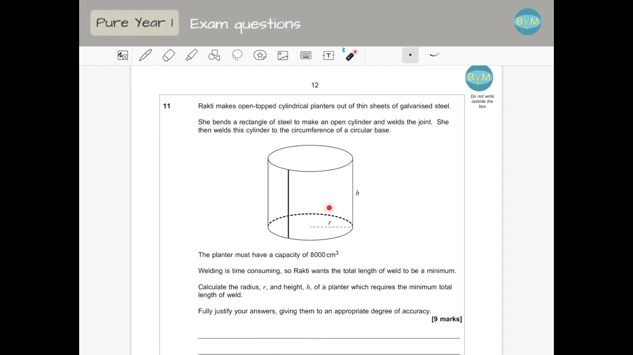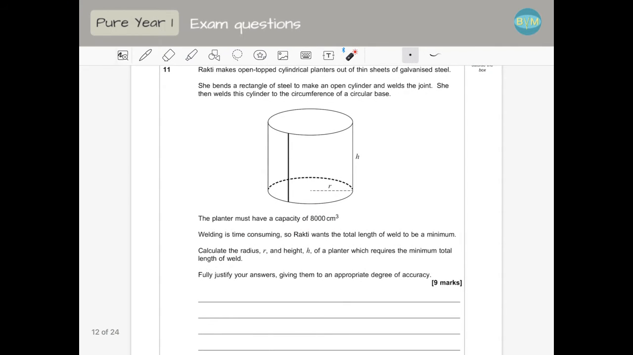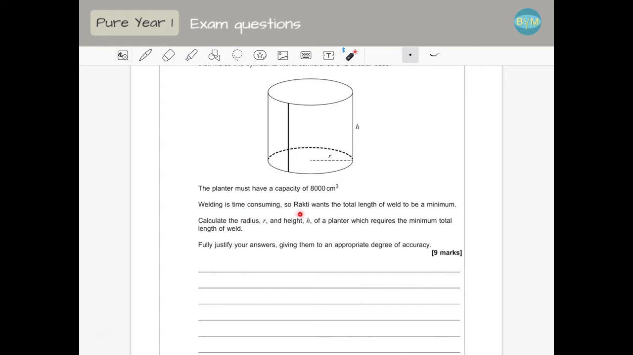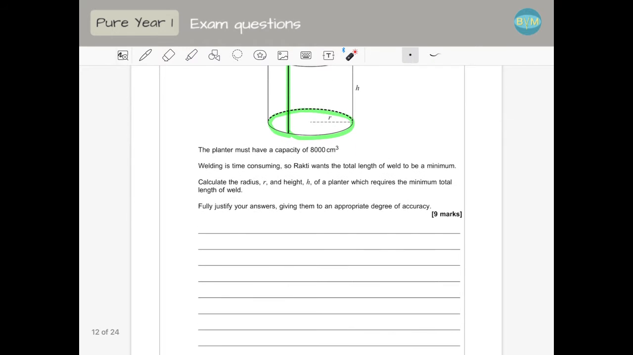So we have this lateral sheet of steel and then the bottom one because it's open-topped. The planter must have this capacity, which is the volume, and welding is time-consuming. So Rakti wants the total length of weld to be a minimum. So think that you are welding here, in the connection, and here. That will be the welding length. Calculate the radius and the height, h, of a planter which requires the minimum total length of weld. Justify your answer, giving them to an appropriate degree of accuracy.